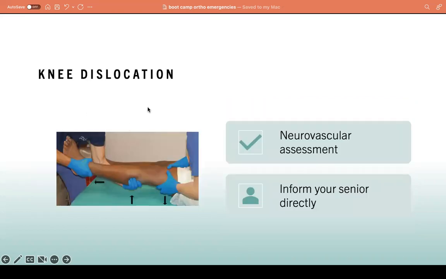For knee dislocation, it's really a critical thing. Assess the neurovascular status of the lower limb, and then inform your senior directly that you have a knee dislocation, because these kinds of dislocation have a high rate of vascular injury. So you'll see every joint has its own risks and information that you need to read, and its own maneuvers that you also need to practice.